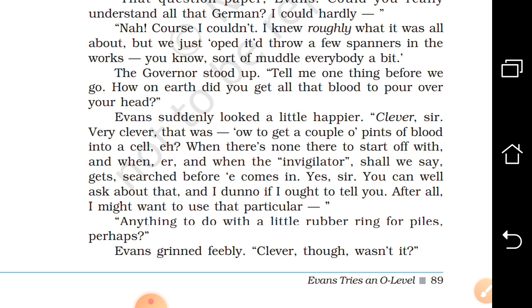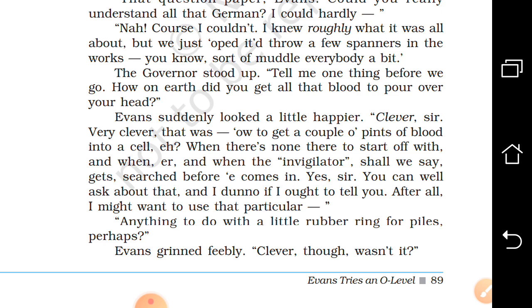How to get a couple of pints of blood into a cell, when there is none there to start off with, and when the invigilator, shall we say, gets searched before he comes in. Yes, sir, you can well ask about that, and I don't know if I ought to tell you. After all, I might want to use that particular trick. So actually, Evans felt very happy to explain the fact to the governor.